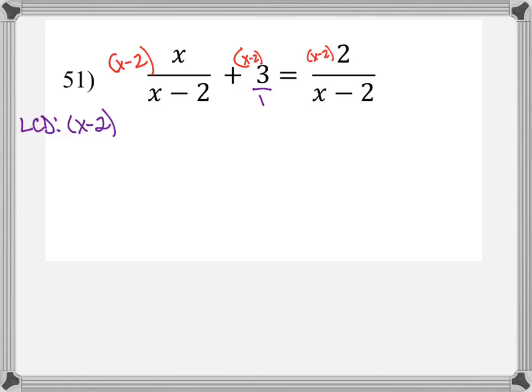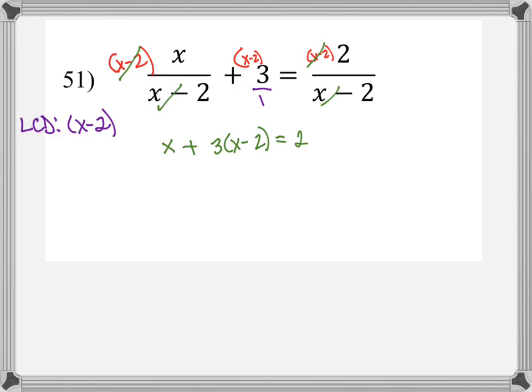When I do that with the first term, the (x-2)'s cancel out. Technically, it leaves 1s, and I'm left with just x in my numerator, which is just x. Plus 3 times (x-2), and I'll wait and distribute on the next step. It's technically over 1, so 3 times (x-2) over 1 is the same as 3 times (x-2). And then the (x-2)'s cancel on the right-hand side, and we are left with 2.